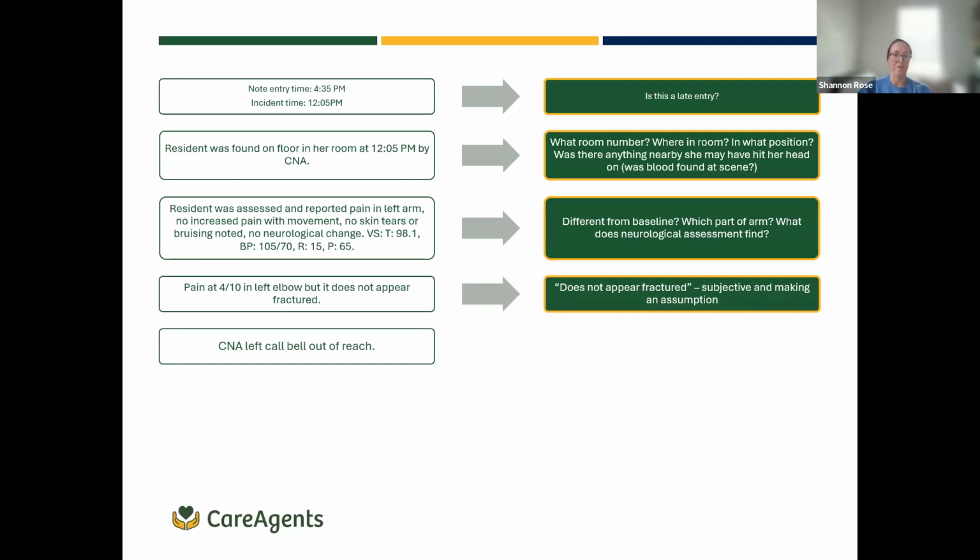"CNA left the call bell out of reach." This is jousting. You're calling out a team member. It doesn't provide necessary information.